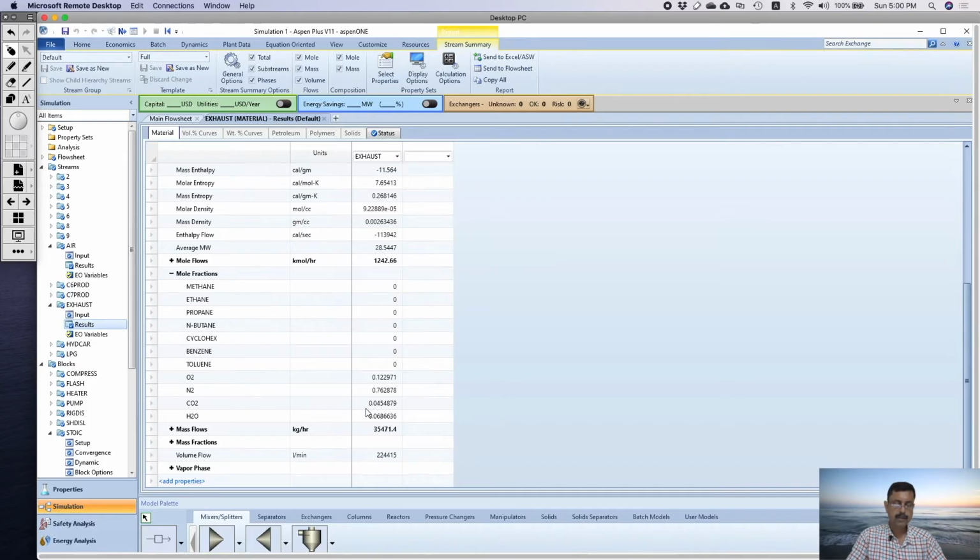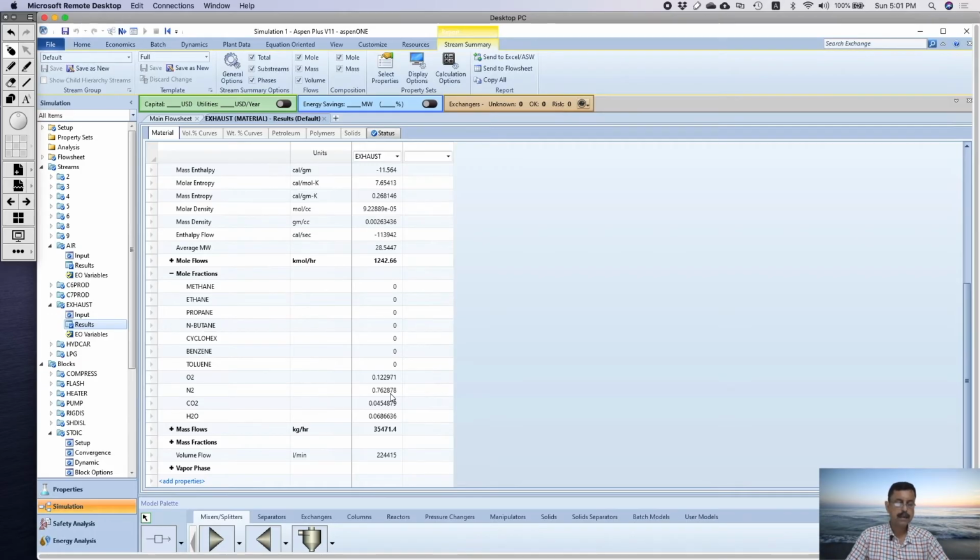So it has 4.54% carbon dioxide, water is 6.86%, unreacted oxygen 12.29, and the nitrogen mole fraction is 76.28%. So nitrogen is there without any reaction.